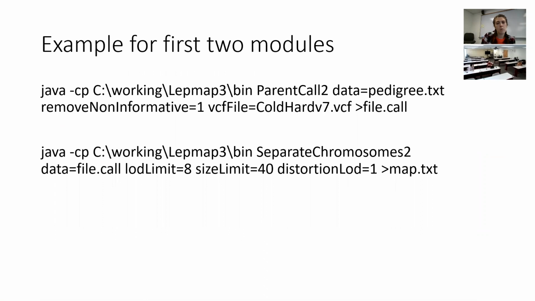Okay, so we went through and actually typed those up from the modules last week. These are what we had typed in. Again, it looks the same at the start. You have the module name and then all of your various settings, and then your output file. SeparateChromosomes2 is structured exactly the same: Java -cp, path, module name, all of your different settings, and then map.txt is the output file.